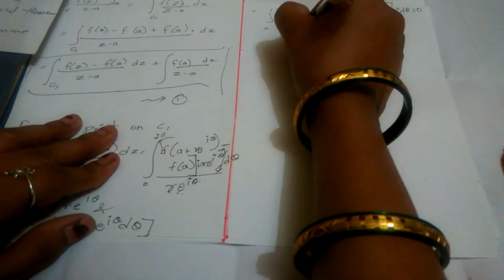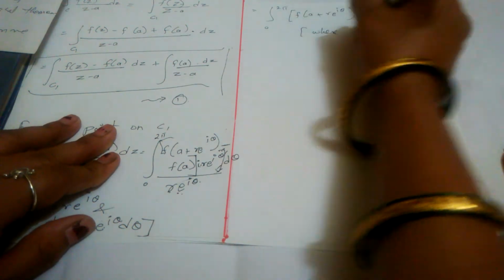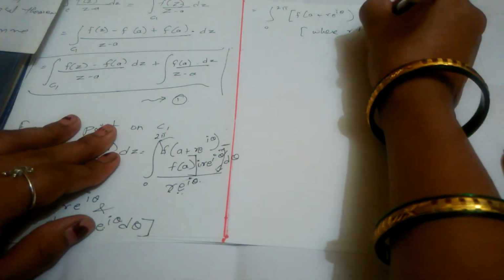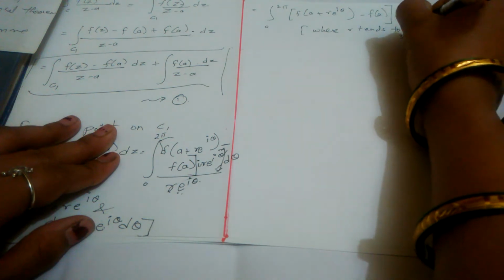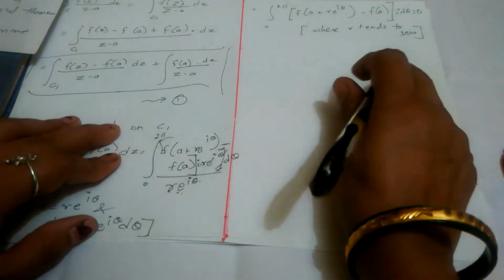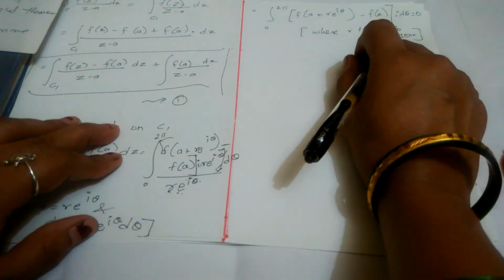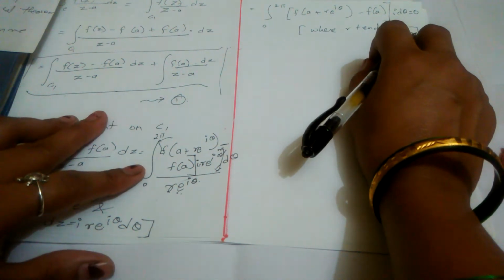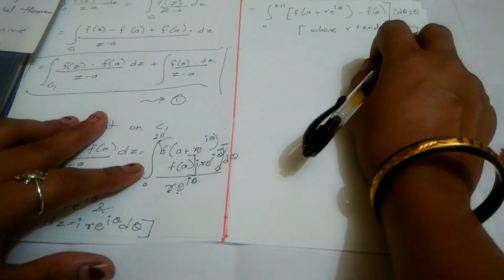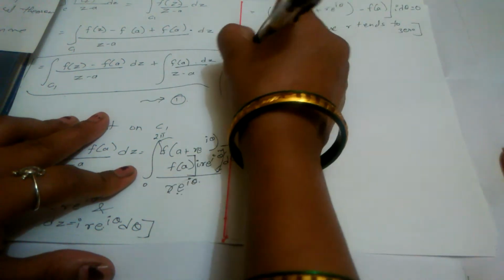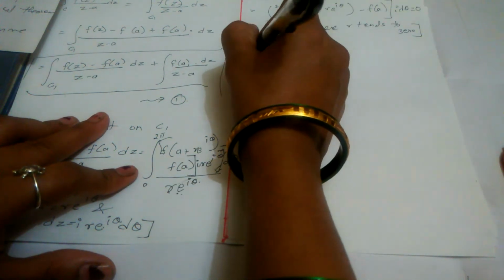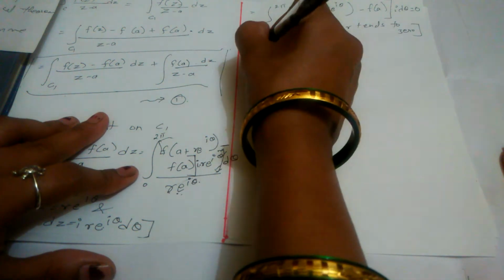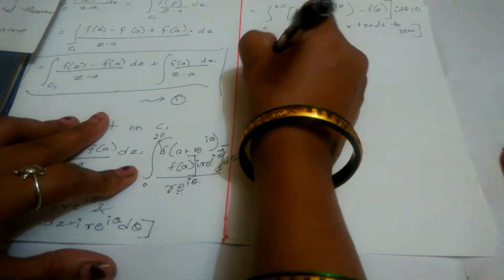Now r tends to 0. In this case the r term goes towards 0. As a result, what we get is the integral over C1 of dz upon z minus a.